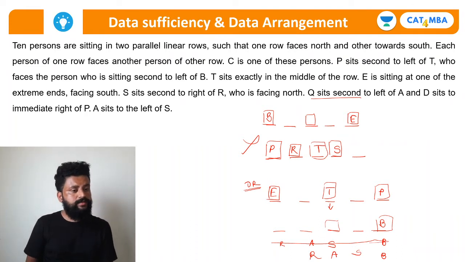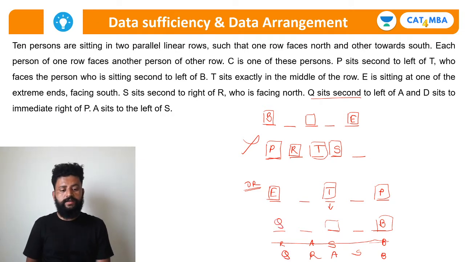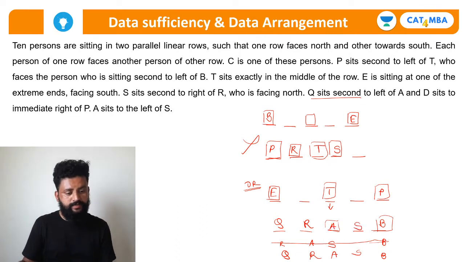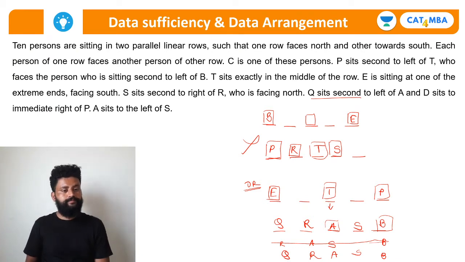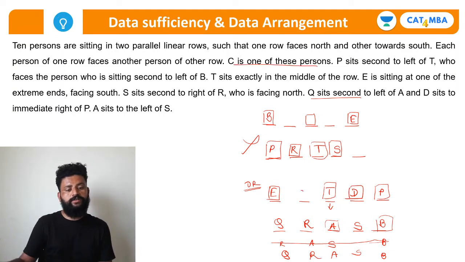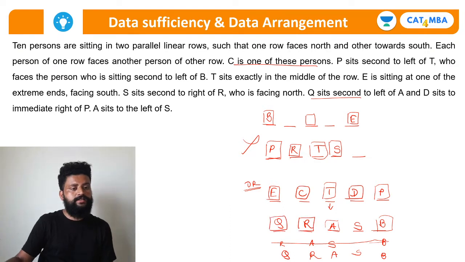A sits to the left of S and Q sits to the left of A. That means this will be the only possibility: Q R A S. D sits immediate right of P. So D here. And C is one of these persons, means C here. So we got the complete arrangement now.